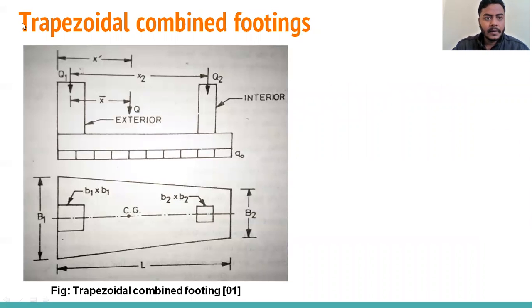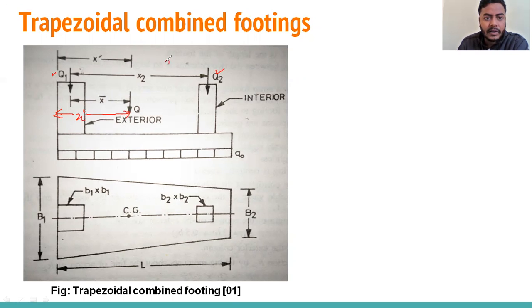So you can see in this figure, one trapezoidal combined footing is shown. This is the column load. Q1 is coming on the first column, that is the exterior column. Q2 load is coming on the second column, that is the interior column. X2 is the distance between the two loads. Here X bar is the distance between the center of the first column to the resultant of the loads, right? And X dash is the distance between the outer face of the first column to the resultant load.